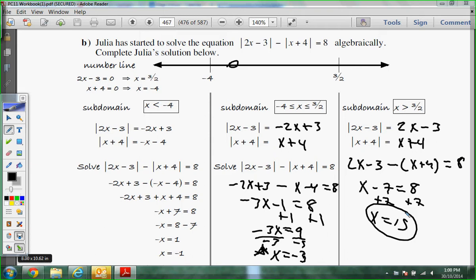Why did I put x plus 4 in brackets? So that I know to myself that I'm minusing this whole group. So that means I'm minusing the x, I'm minusing the 4.